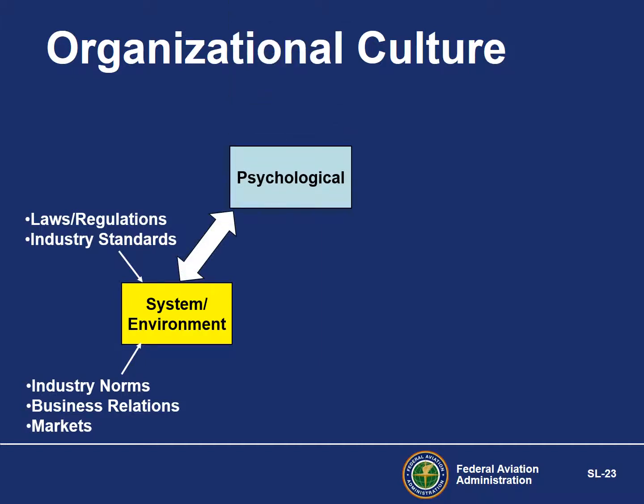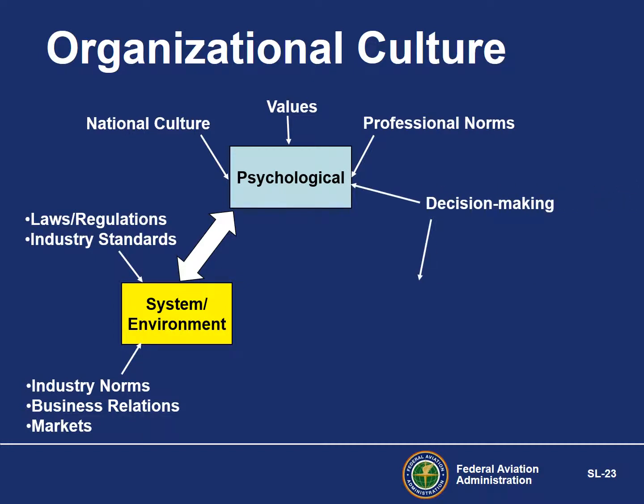Next is the psychological aspect, which is how people think and feel about safety. National and professional cultures affect how people think, feel, and interact. This affects how employees behave in the operational environment and the values that they hold. The psychological element is arguably one of the most deeply rooted elements because it contains the human thought and decision-making processes. It is one of the hardest to affect through direct action.